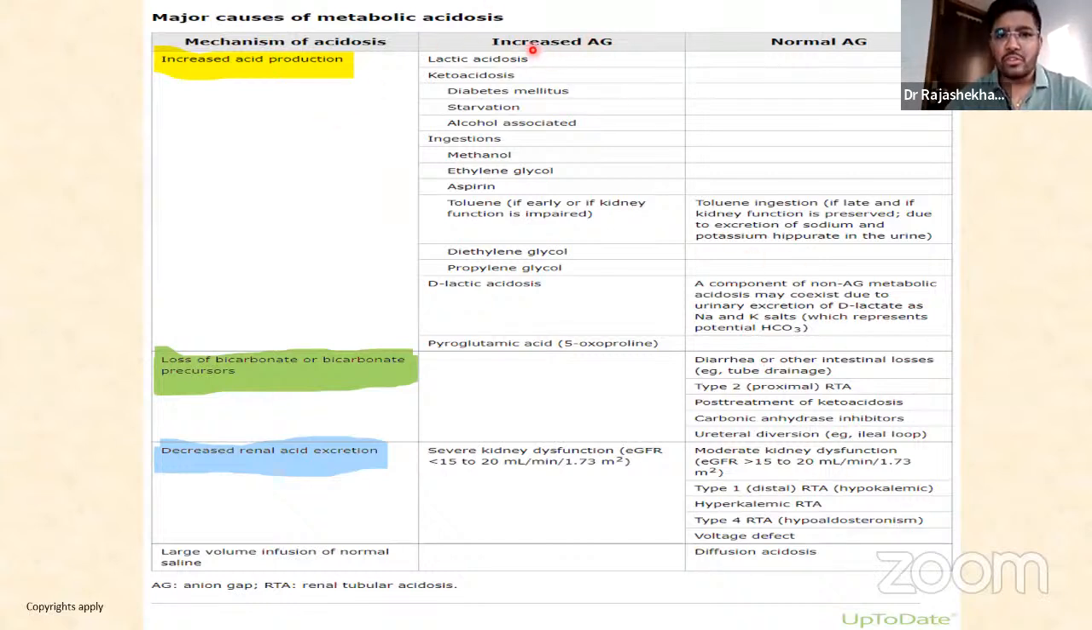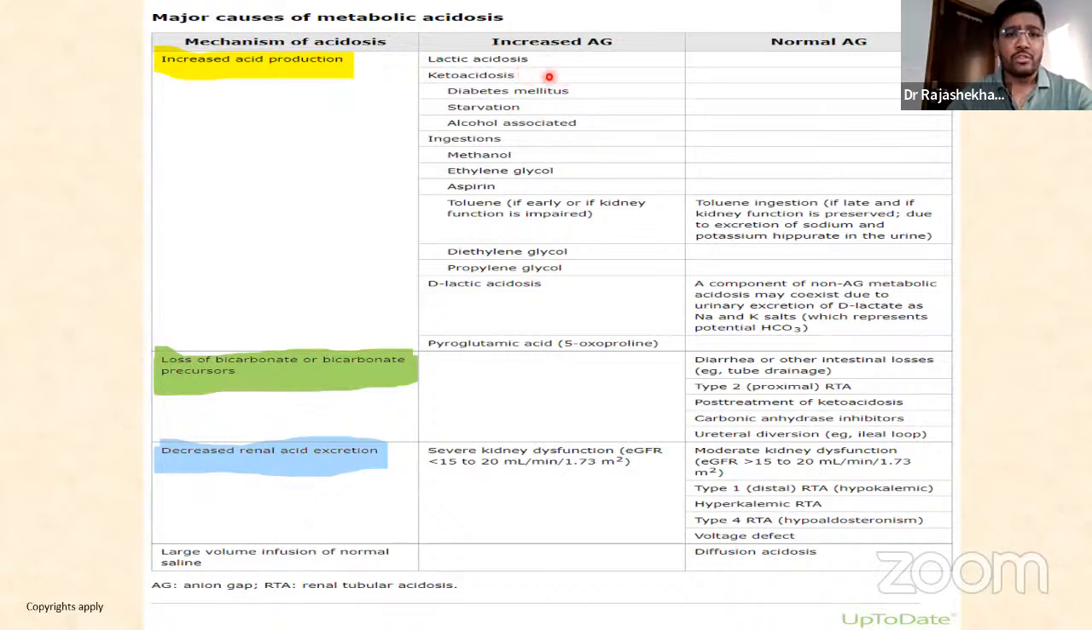The main causes of the increased anion gap metabolic acidosis are the actual increased acid production in the body. Among that, the most common is usually lactic acidosis, because whenever there is low tissue perfusion, hypotension or shock, the body switches from aerobic metabolism to anaerobic metabolism. At the end of anaerobic metabolism, we end up with a lot of lactate being produced, which adds up to your acid pool in the body and increases the acidity of the body.